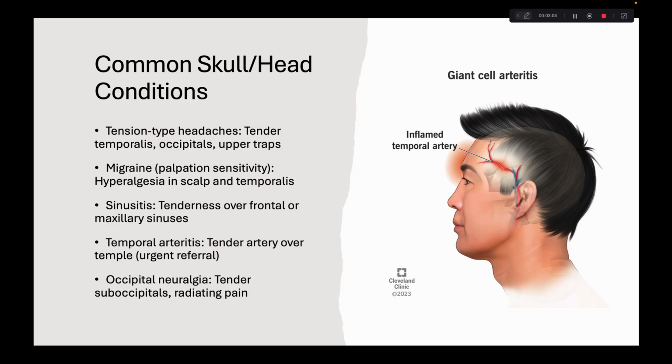Then you have your temporal arteritis. This is a tender artery, usually over the temple. If somebody seems to have an inflamed temporal artery, you're going to want to send them out the door to get an urgent referral or an urgent doctor's visit. Occipital neuralgia. This is tenderness in the suboccipitals that can radiate pain.